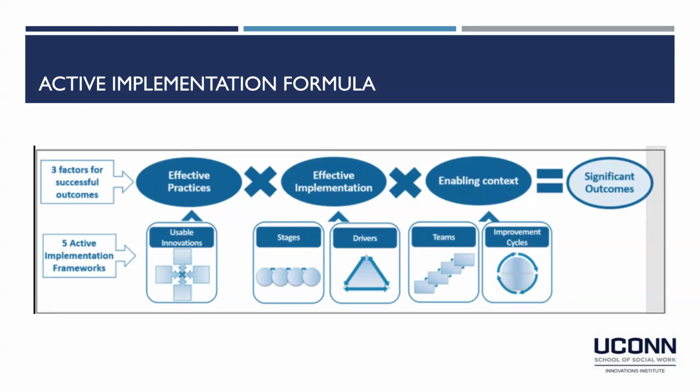There are 3 factors that support significant outcomes, and within these factors, additional frameworks that help further delineate the important components. The 3 factors are effective practices, effective implementation, and an enabling context. The idea is that if you have effective practices, effective implementation of these practices, and an enabling context, there will be significant outcomes. So I'm going to walk through each of these factors and their supporting implementation frameworks.